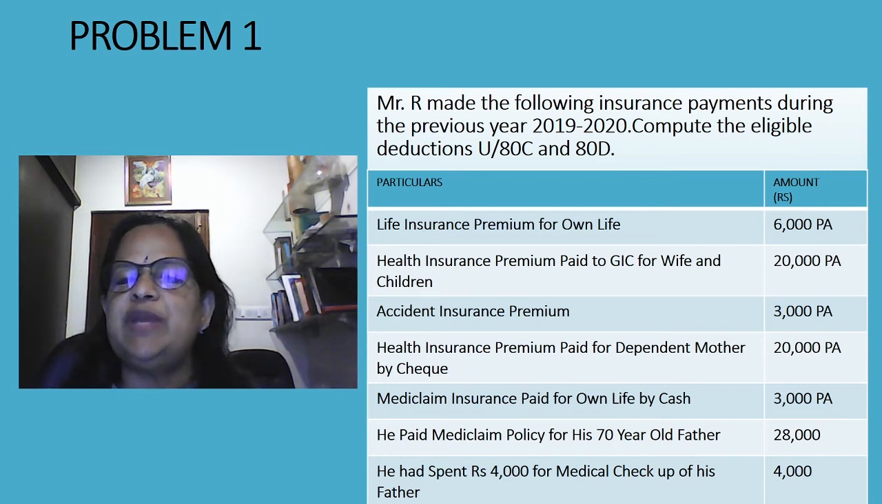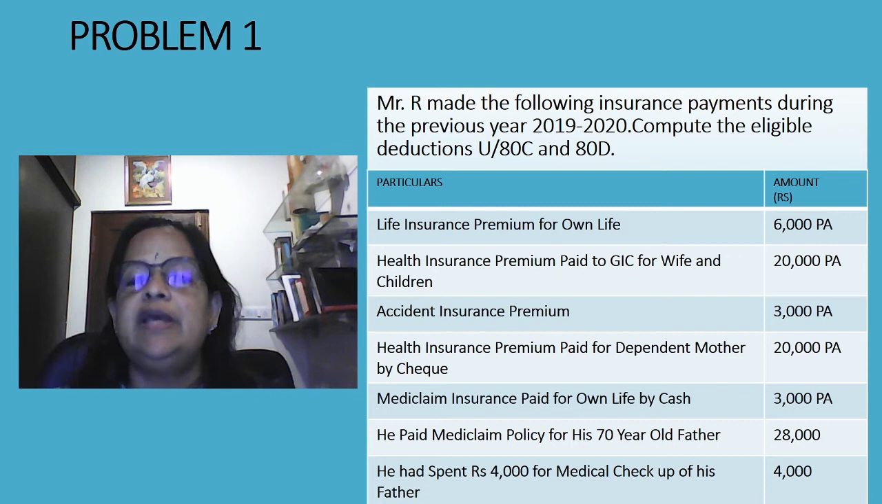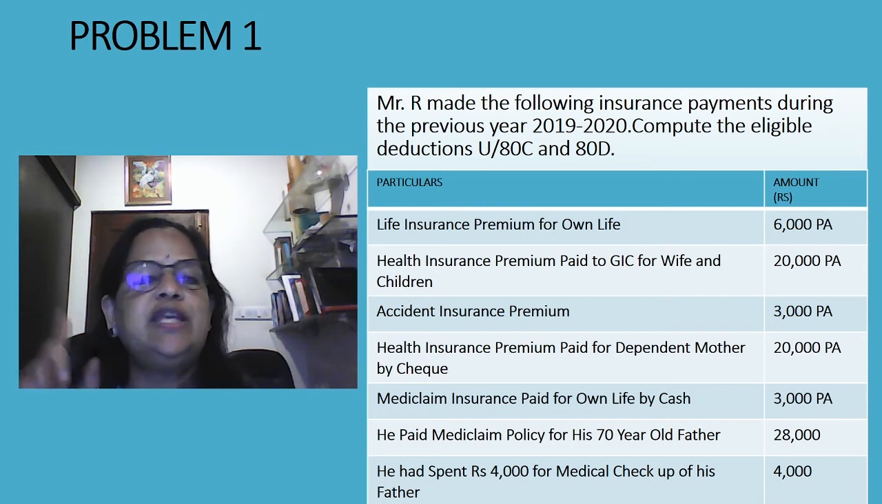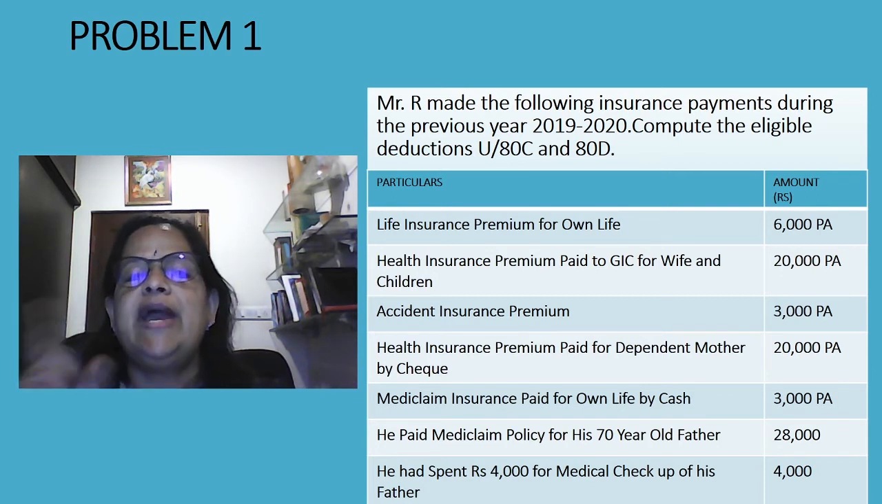Health insurance premium paid to GIC for wife and children. So, we have seen that 80D is possible including spouse and the dependent children. If the child is working, then he is not eligible. That means he is not dependent. So, please remember that this is for dependent children. Now, accident insurance premium will not be covered in 80D. It is not eligible. Next is health insurance premium paid for dependent mother by cheque.